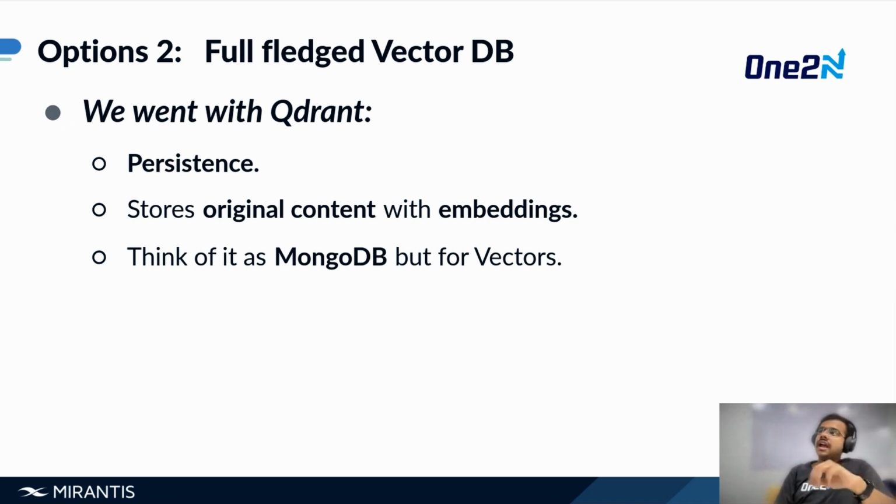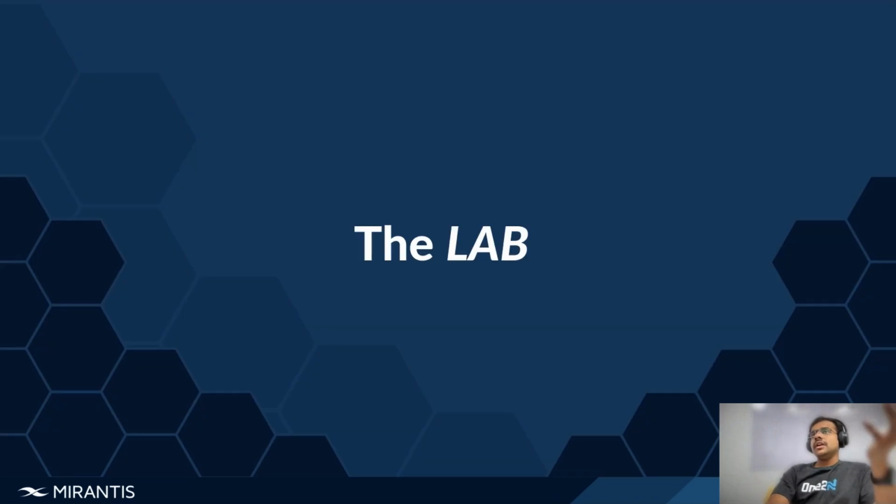So the other way, and this is the route we went into, is to use a full-fledged vector DB. For example, you have Qdrant, you have Pinecone, you have Milvus, and this provides you persistence out of the box. It even stores original content with embeddings. So you could think of it as MongoDB, but for vectors. So how did our labs look like?